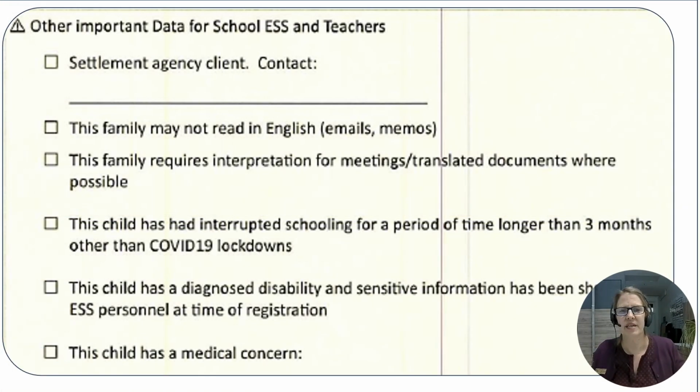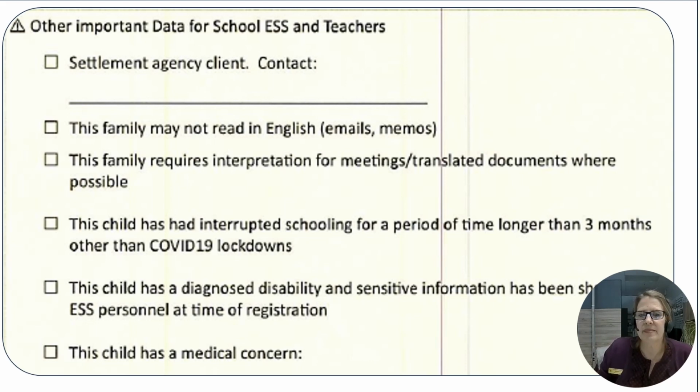This section contains a variety of topics. First, you see there is a space for settlement agency. This would be if a settlement agency has been involved with the client and if a settlement agency is supporting this family through the registration process. Next, this family may not read in English. Next, this family requires interpretation.